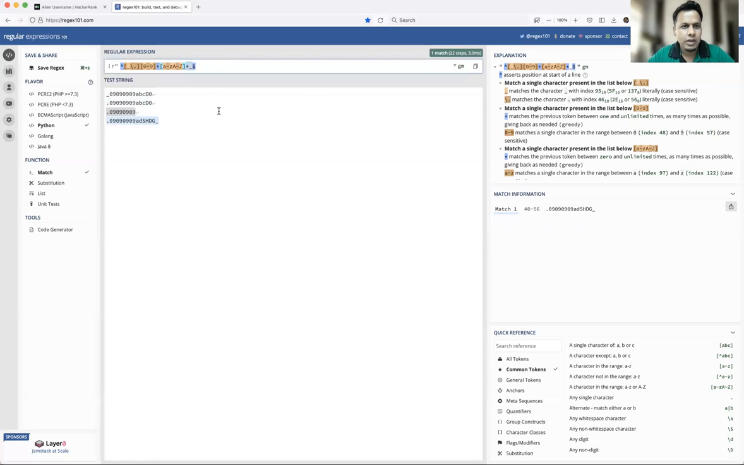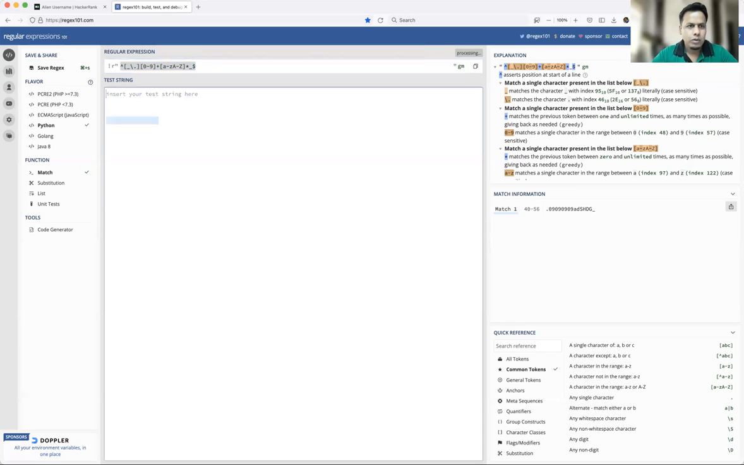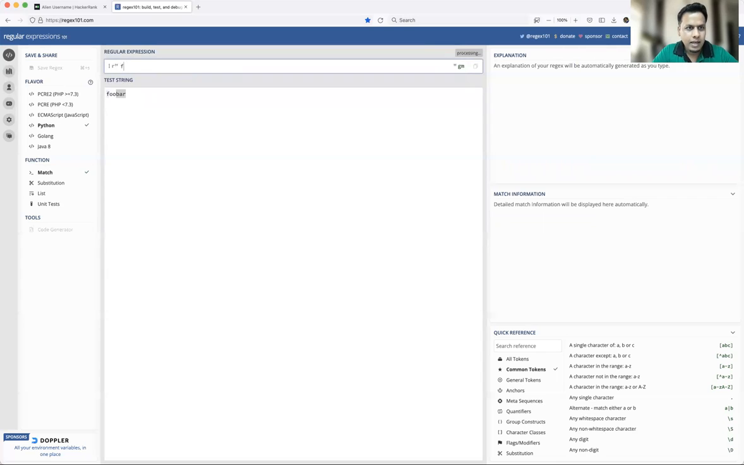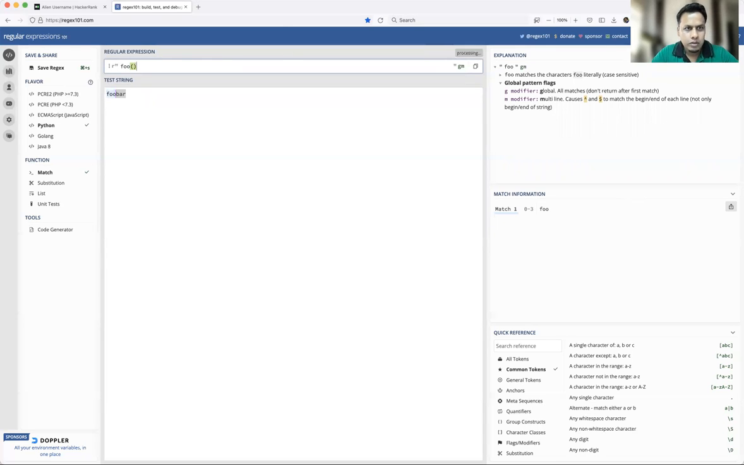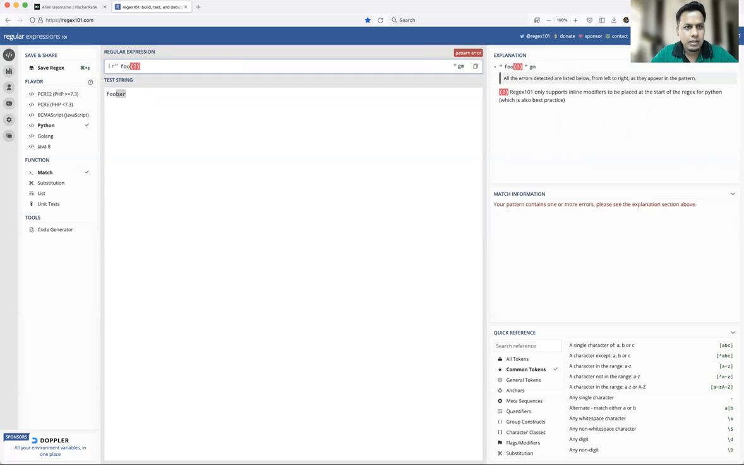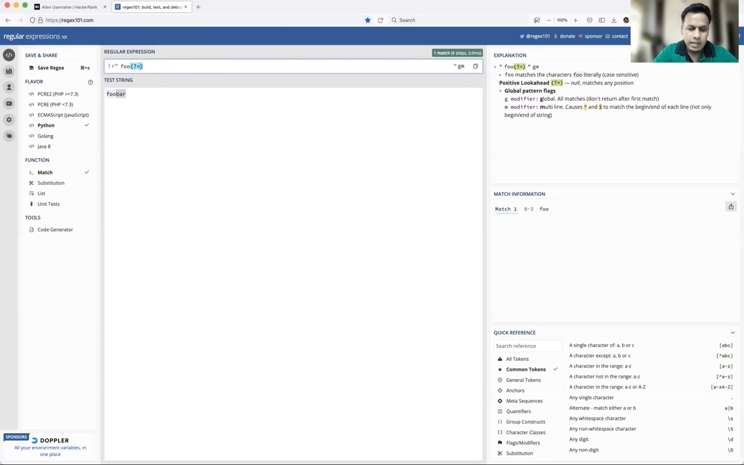So now let me talk about look ahead. This part you got it. If you don't get it, then please rewind and pause this. I'm going to talk about look ahead, and for that I'll take one simple example. Let's say I want to find the word foo, F-O-O, and this foo should be recognized only when it is ending with bar. So how do we write that look ahead? I can write a pattern like foo, and then we have one symbol, question mark equal to, meaning positive look ahead, if it is followed by bar.